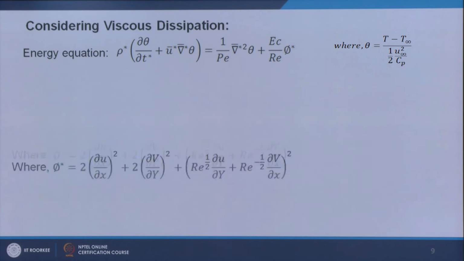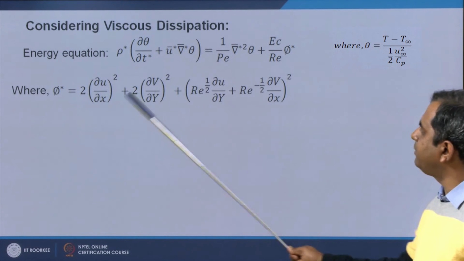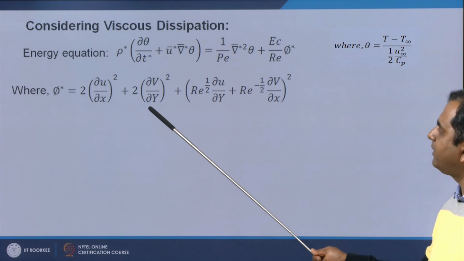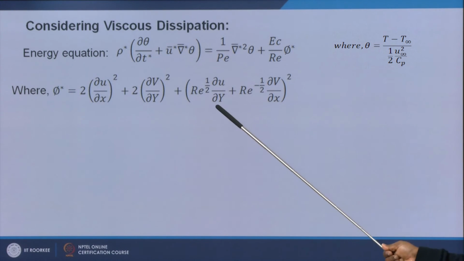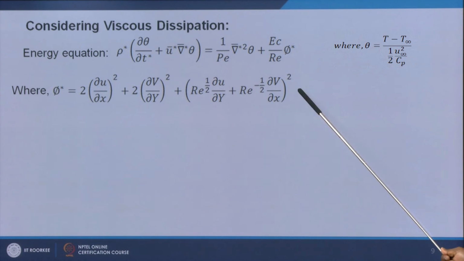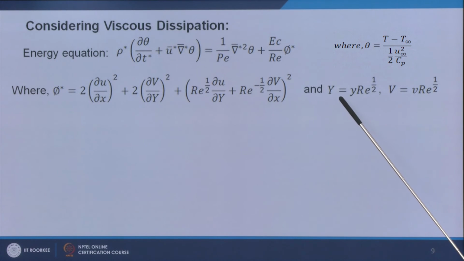In the previous lecture I showed you that phi star can be written as this one: 2 del u del x whole square plus 2 del v del y whole square plus Re to the power half del u del y plus Re to the power minus half del v del x whole square. Here we have taken the transformation of small y to capital Y in this fashion: capital Y is equal to small y into Re to the power half, and the transformation of small v to capital V in this fashion: capital V is equal to small v into Re to the power half.